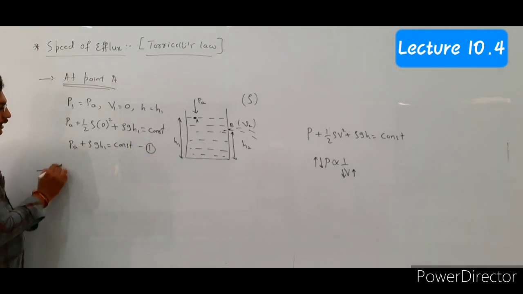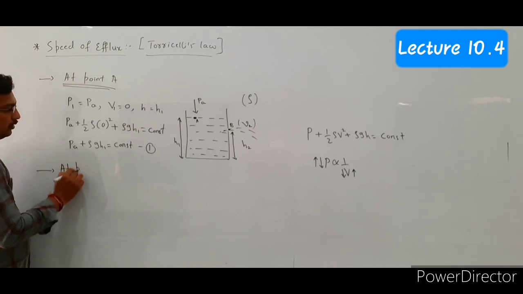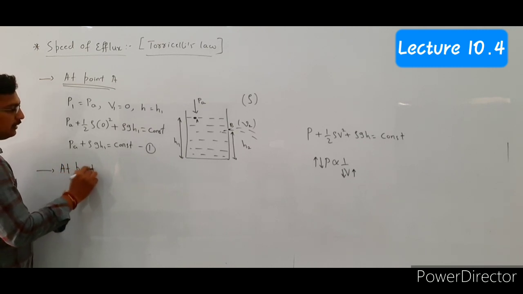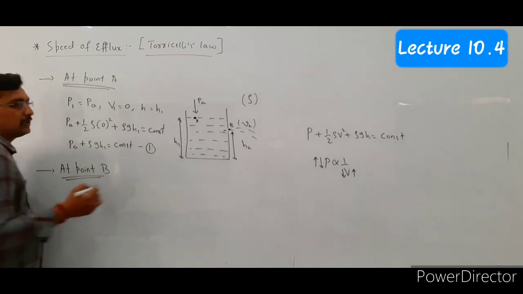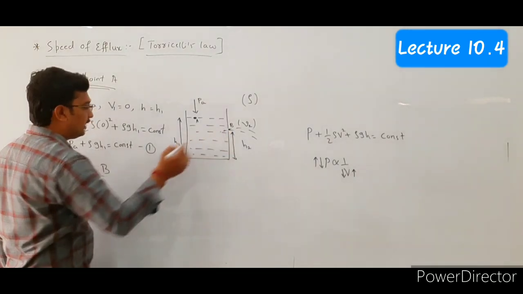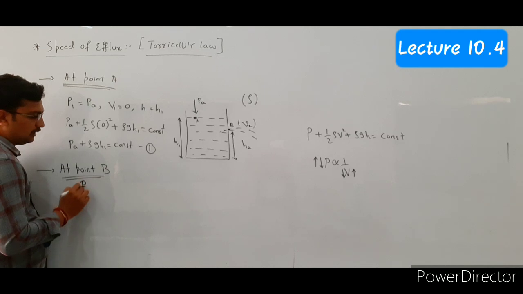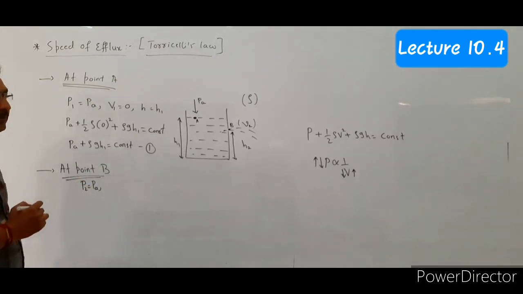The next one, at point B, we are going to apply Bernoulli's principle at point B. Here also the atmosphere exerts pressure, that is P2 is equal to P suffix A.